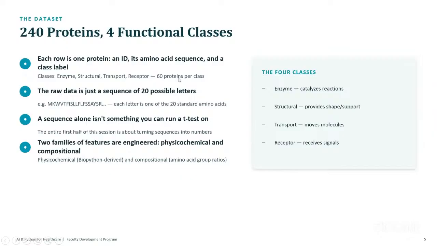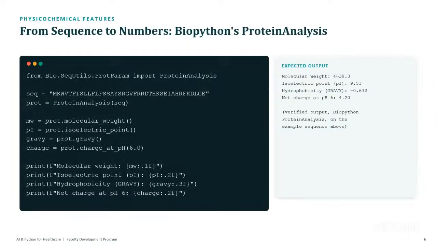So there can be 16 proteins per class. And we can see the descriptions of these classes. So enzyme is defined by E and it is used to catalyze reactions. Structural is defined by S and it is used to provide shape and support. Transport is defined by T to move molecules, and receptors to receive signals.